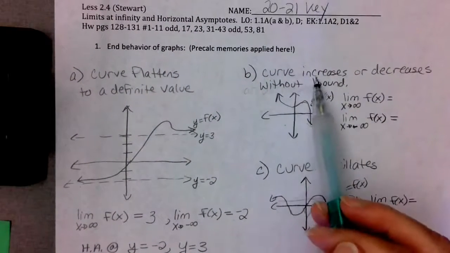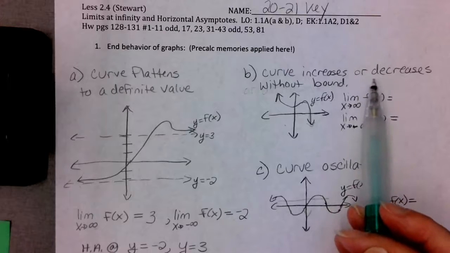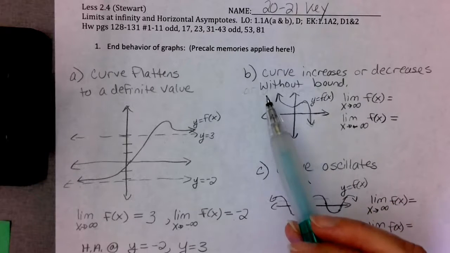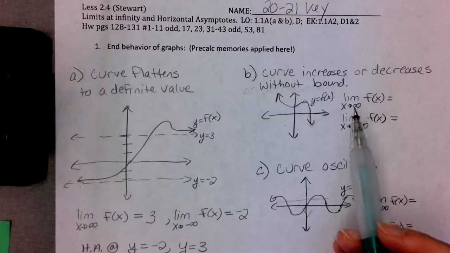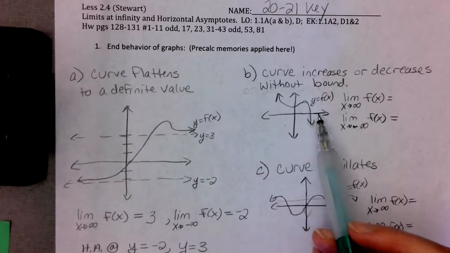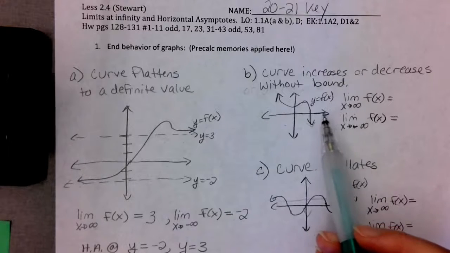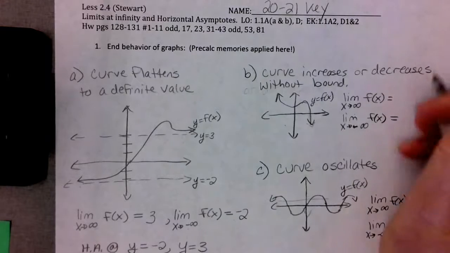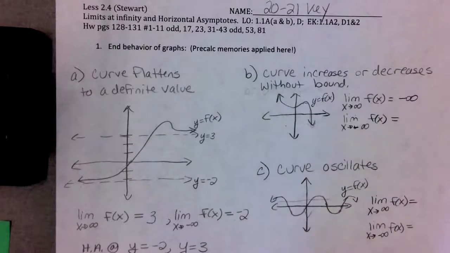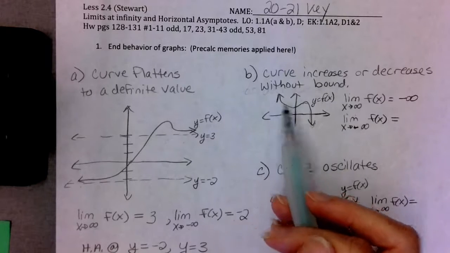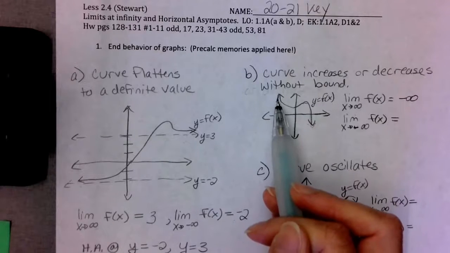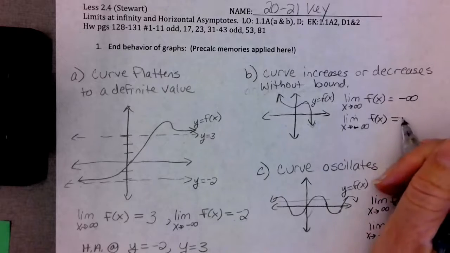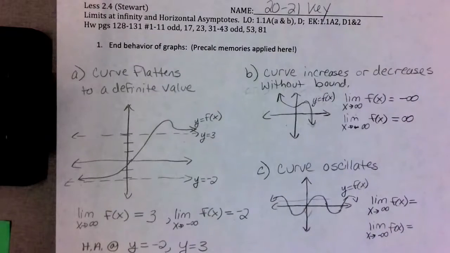Part B, your curve is either increasing or decreasing without bound. I picked a cubic because it exemplifies both behaviors. In this case, as we approach infinity, that's heading to the right of the graph, the function itself is going down indefinitely, so we would say that it is approaching negative infinity. If I approach negative infinity, that means going to the left. What's the behavior? It's heading up. If it's increasing without bound, it's positive infinity.